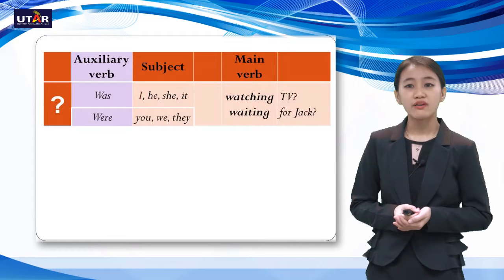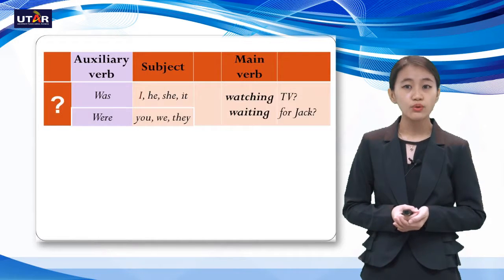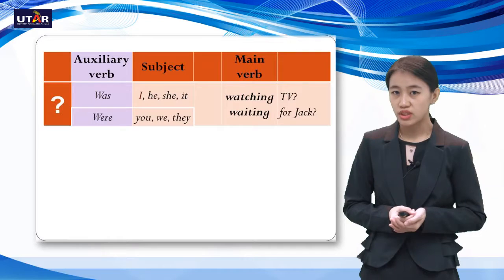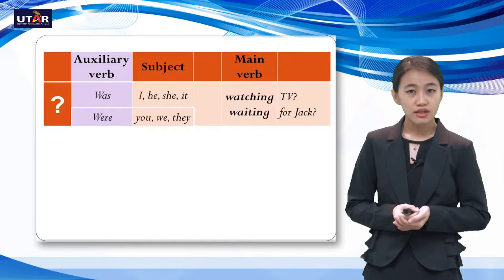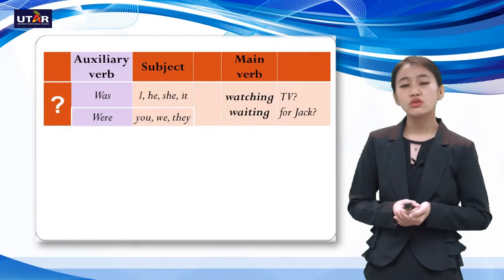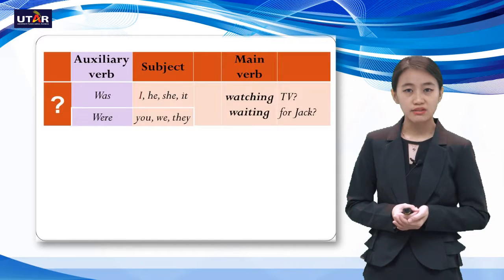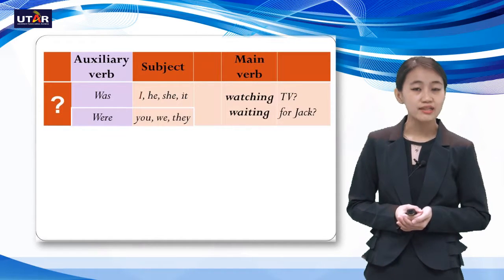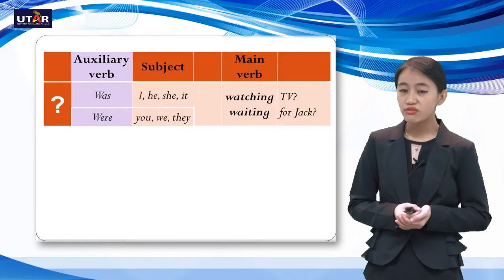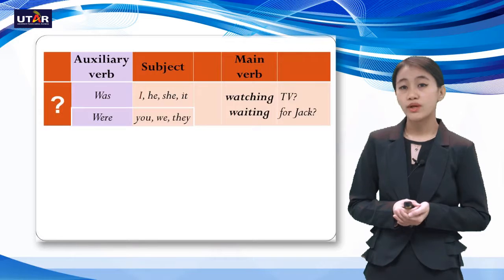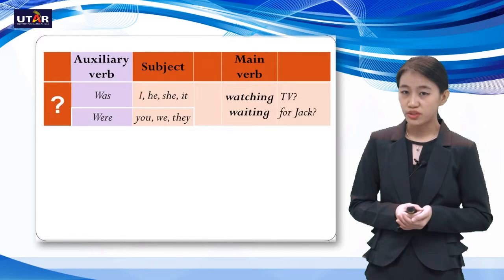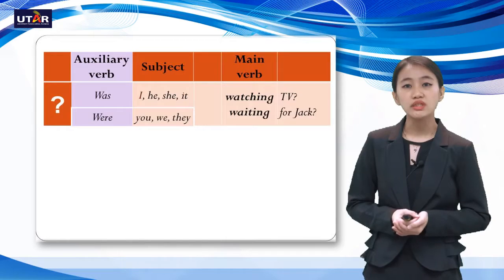Then only you have your main verb with ing, and of course it ends with a question mark. So if I were to read out an example for you, was he watching TV? For plural, were you waiting for Jack? So here, when you want to construct positive, negative, and question, there is a slight difference. So positive, negative, subject, auxiliary, main verb. But when it comes to question, auxiliary verb, subject, then only your main verb.